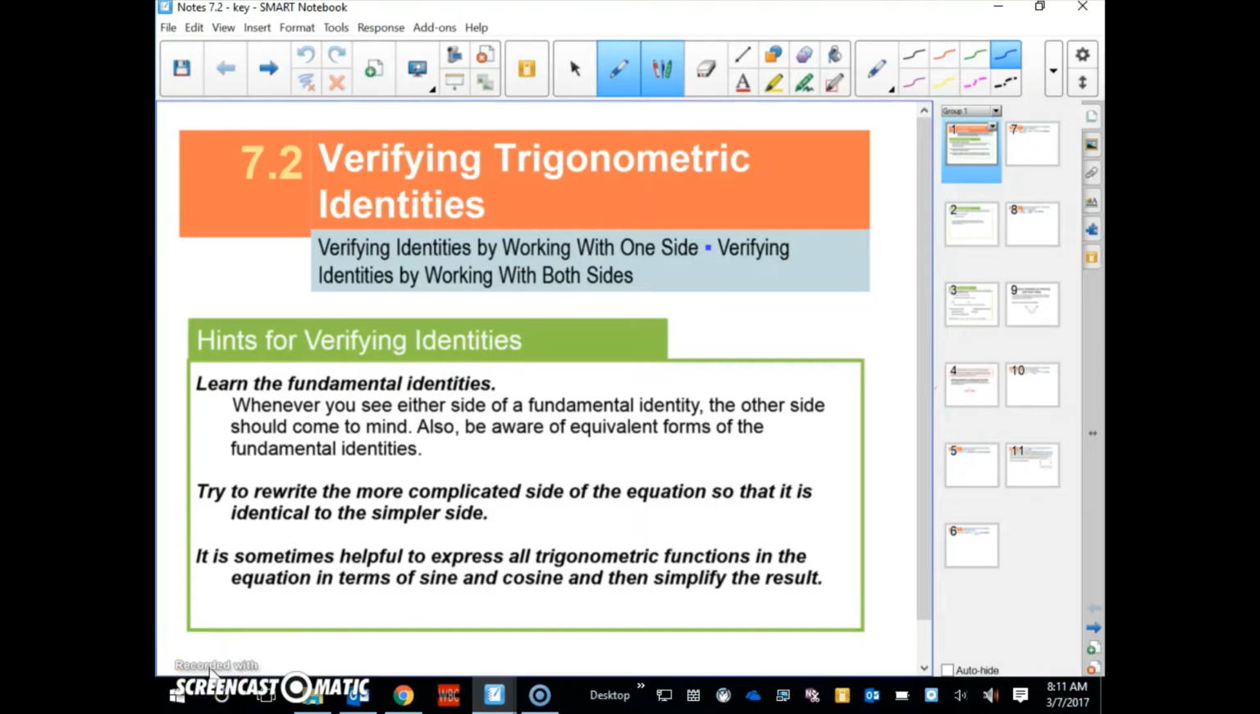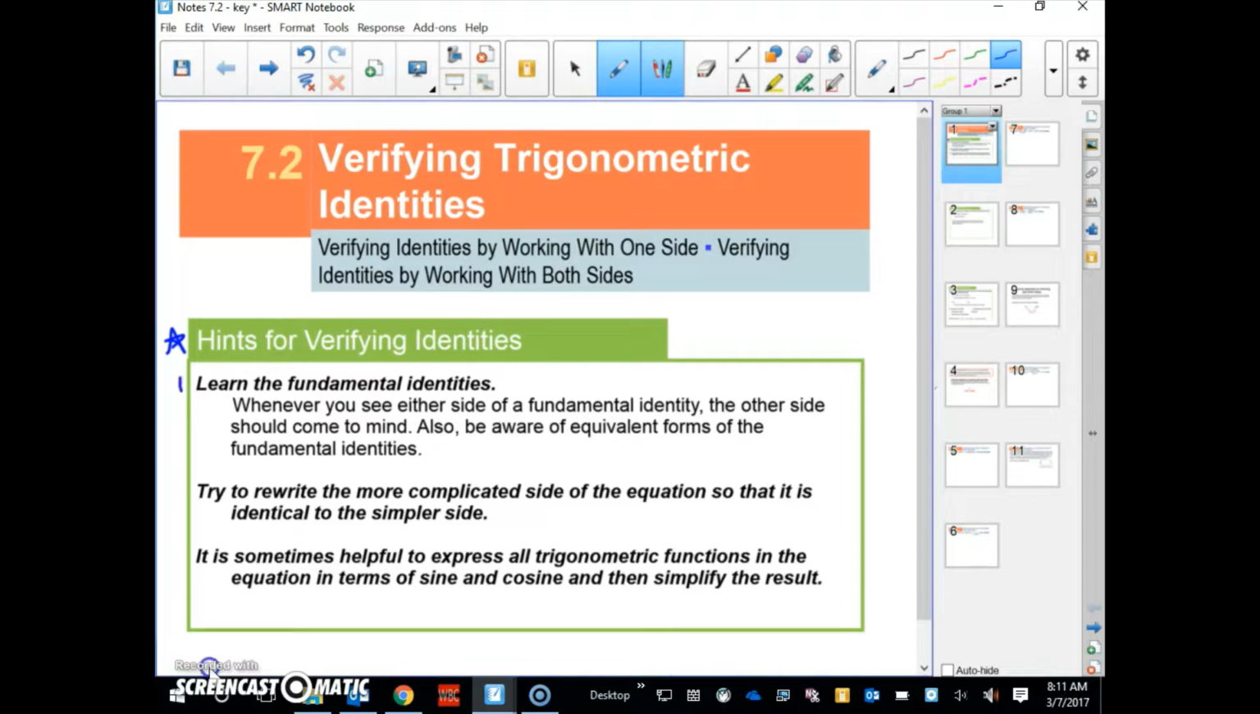Section 7.2, verifying trig identities. Basically, we're going to be doing proofs. We're proving that certain equations are always going to be true, and that's what an identity is. So they start off and they give us some hints for verifying identities, or hints for doing these proofs that we're going to do.